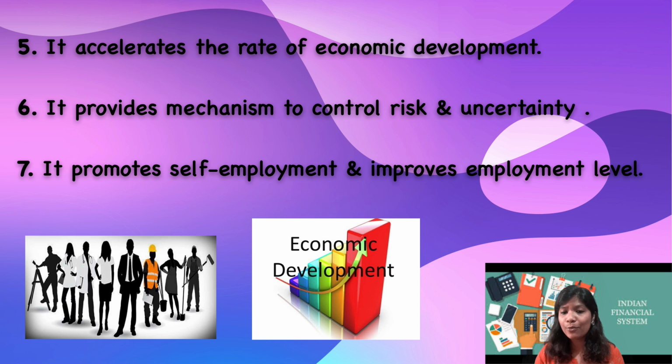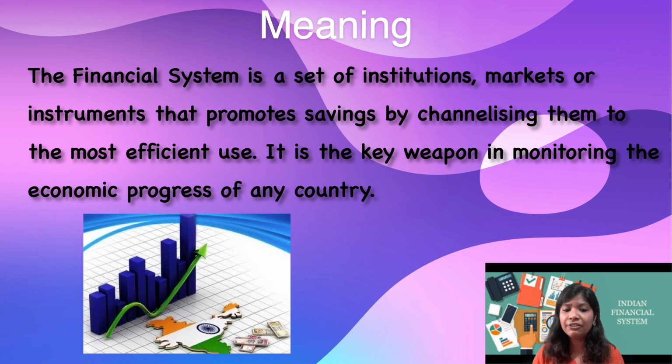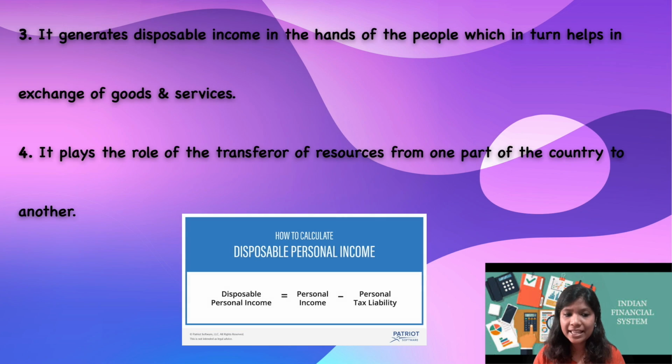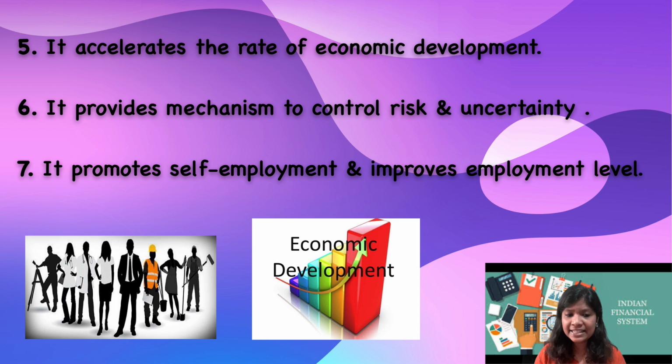Is that clear? I hope you have understood the meaning of the Indian financial system. Remember, it promotes savings by channelizing them to the most efficient use. Functions: it helps to mobilize the financial resources for the economy. It ensures effective allocation of resources to different investment channels. It generates disposable income in the hands of people. It plays the role of transfer of resources from one part of the country to another. It accelerates the rate of economic development. It provides a mechanism to control risk and uncertainty. It promotes self-employment and improves employment level.